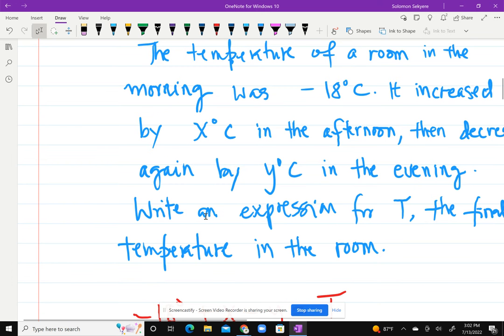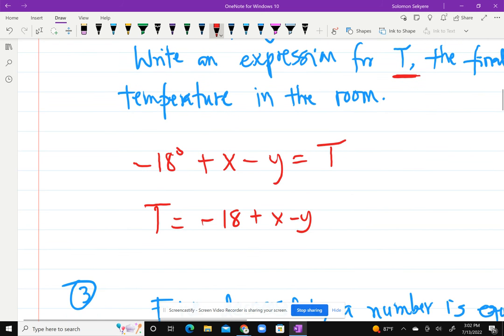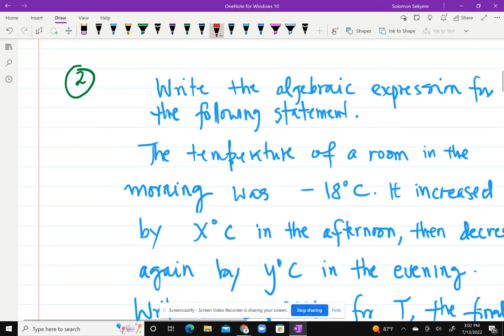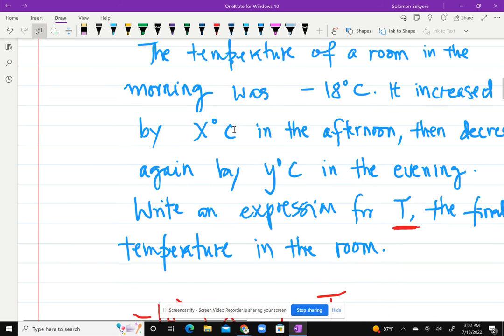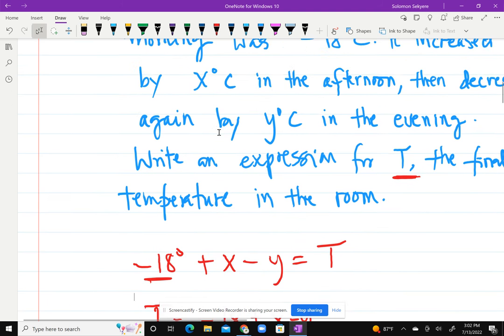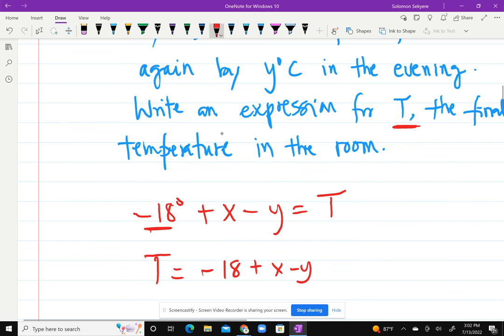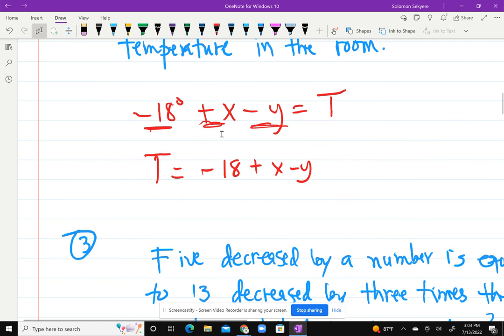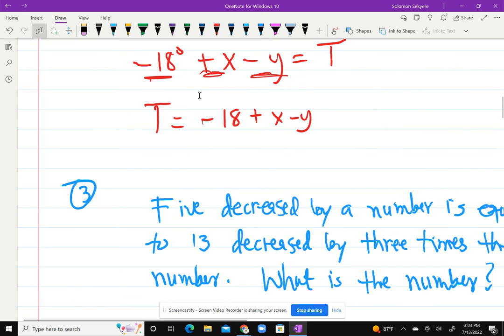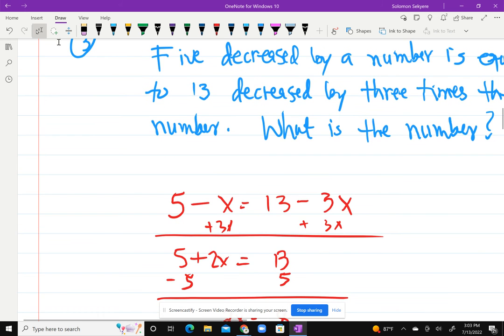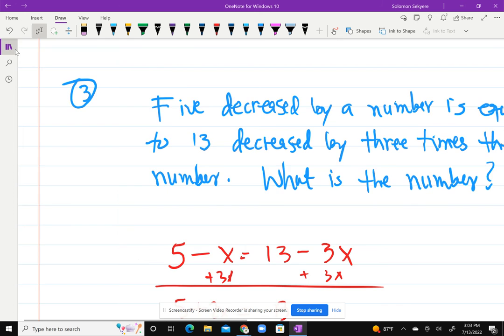So the expression we are looking for, the final temperature T, is where we started from. Did it decrease? It increased by X. So increase is positive, and then decrease by Y. So we started with negative 18, increased by X, decreased by Y. That is the expression we're looking for. It's just an expression. You've not been told to find any value of X.